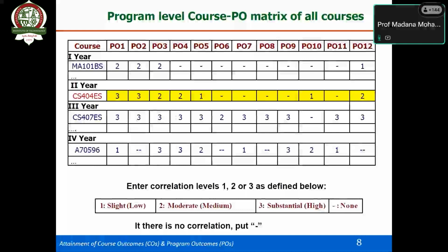So then next, what you have to do: all of our courses in an academic year, in a regulation, or in a particular batch, program level mapping can be done. Here is the program level course and PO matrix for all the courses. I have just taken a sample, CS 400, which is Formal Language and Automata Theory. For that course, the program level mapping levels are shown here. Whatever the associated POs, only those PO levels are included, and any course works in the same manner.